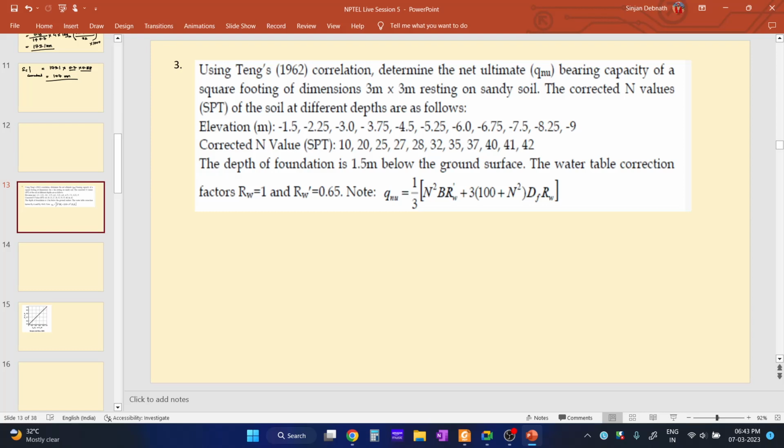Water table correction Rw is 1 and Rw dash is 0.65. Okay, I will explain all those factors, water table correction factors. And one thing, the equation is given. Okay, the equation for net ultimate bearing capacity, Teng's equation. This equation was given by Teng in 1962. So this is the equation. So let me just write down one thing. Teng 1962.